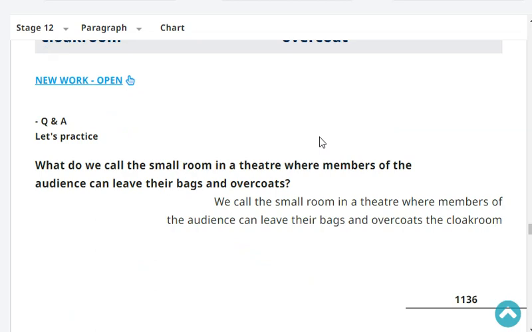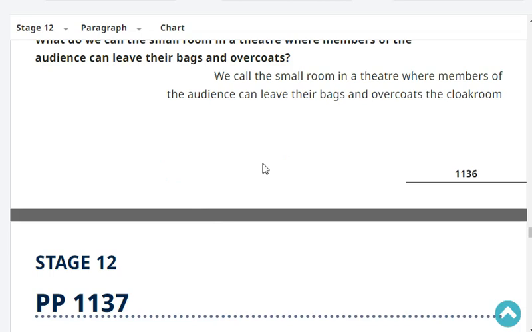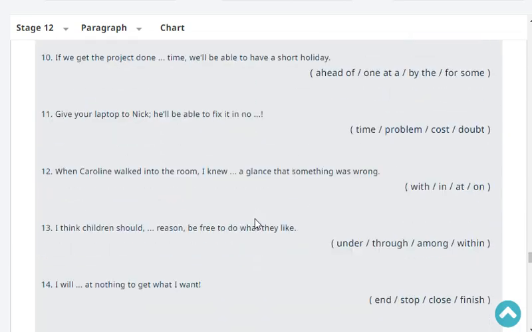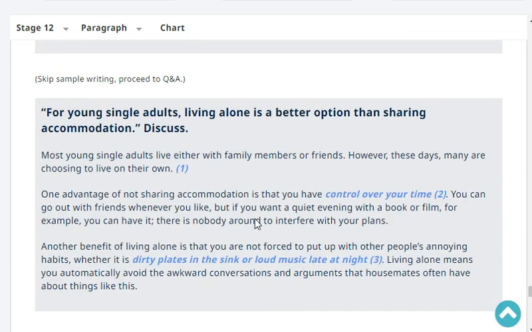What do we call the small room in a theater where members of the audience can leave their bags and overcoats? We call the small room in the theater where members of the audience can leave their bags and overcoats the cloakroom. Very good. Okay.